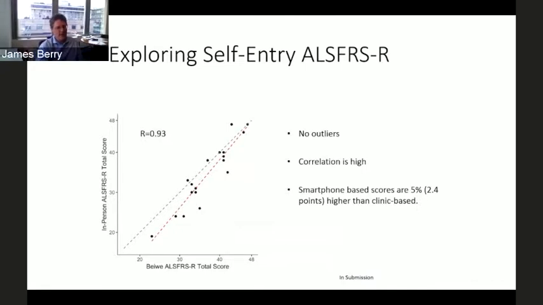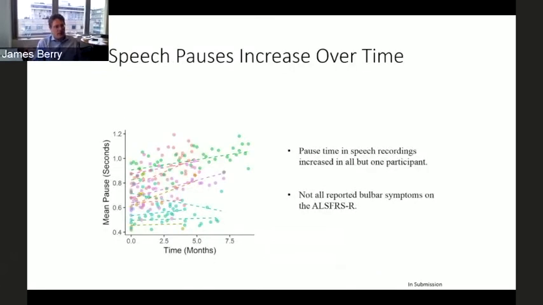I don't think I included this slide that shows its progression over time, but it progresses over time very similarly to our ALSFRS-R measured in clinic. So we might be able to get this data completely remotely, and that would reduce the burden of trials.